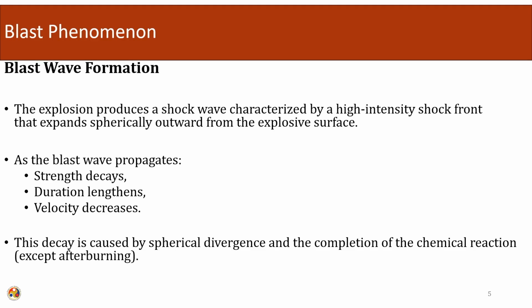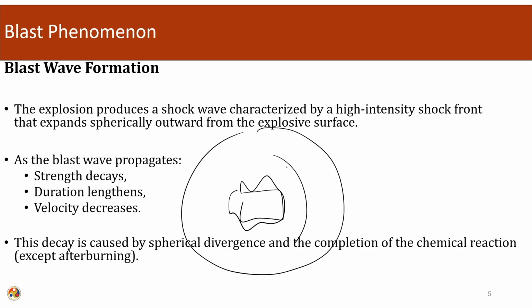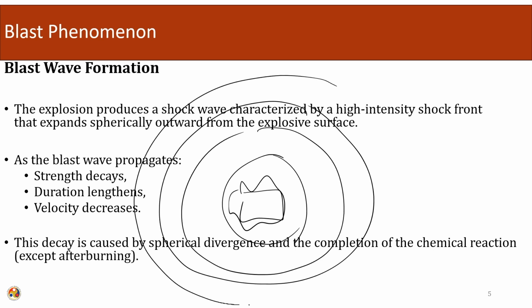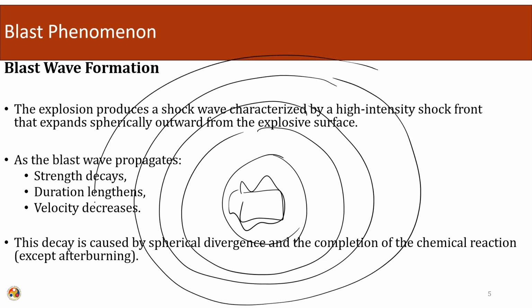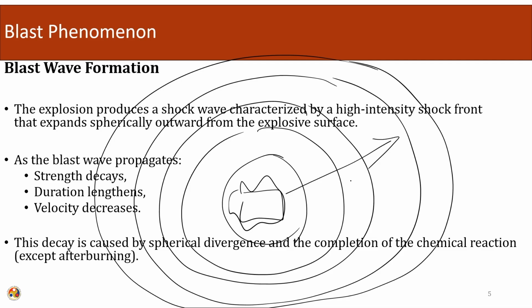Blast wave formation. So, how is the blast wave forming? The explosion produces a shock wave characterized by a high intensity shock front that expands spherically outwards from the explosive surface. So, if the explosion has occurred, there will be a formation of the shock front, and let us assume that this thing is kept in air. So, this is how the shock front will be propagating spherically outwards.